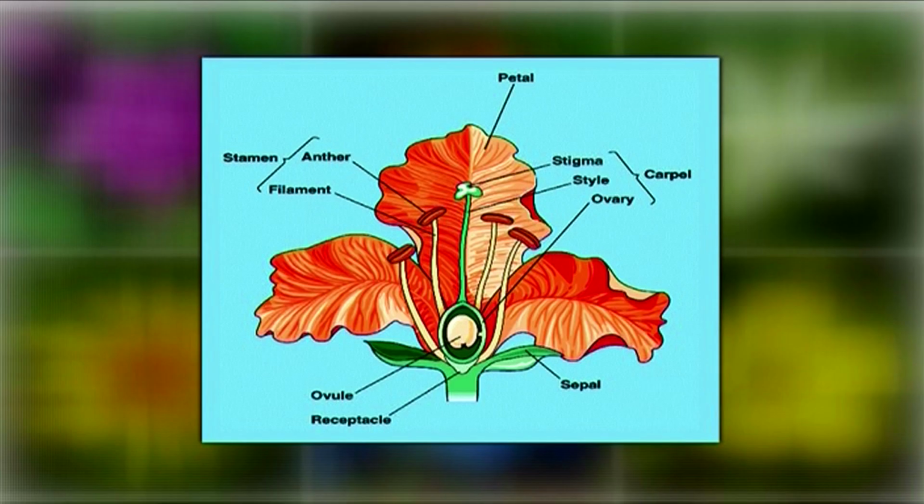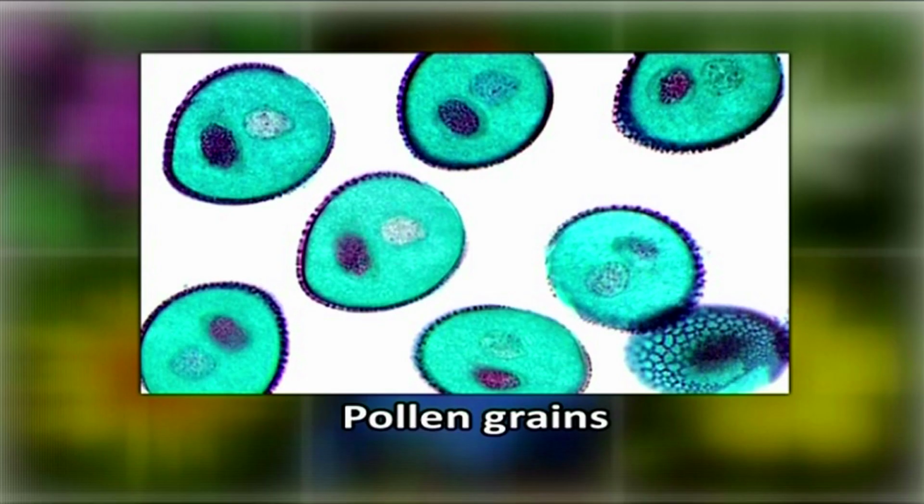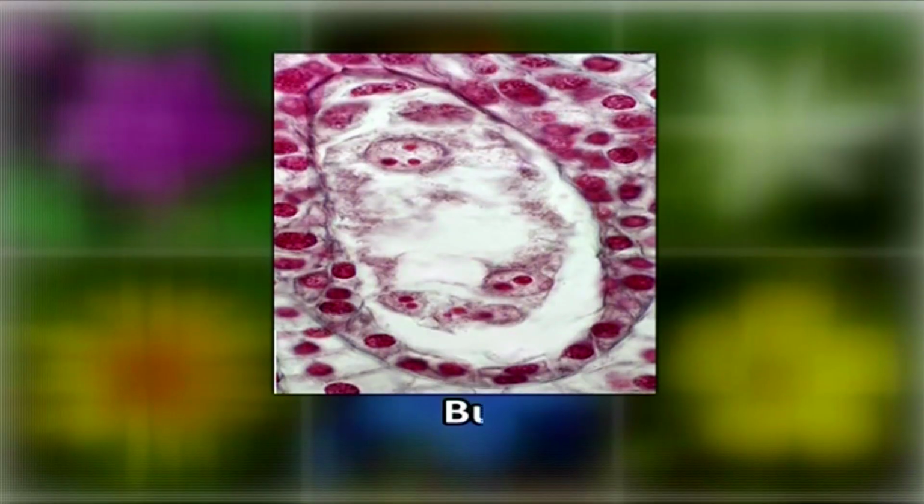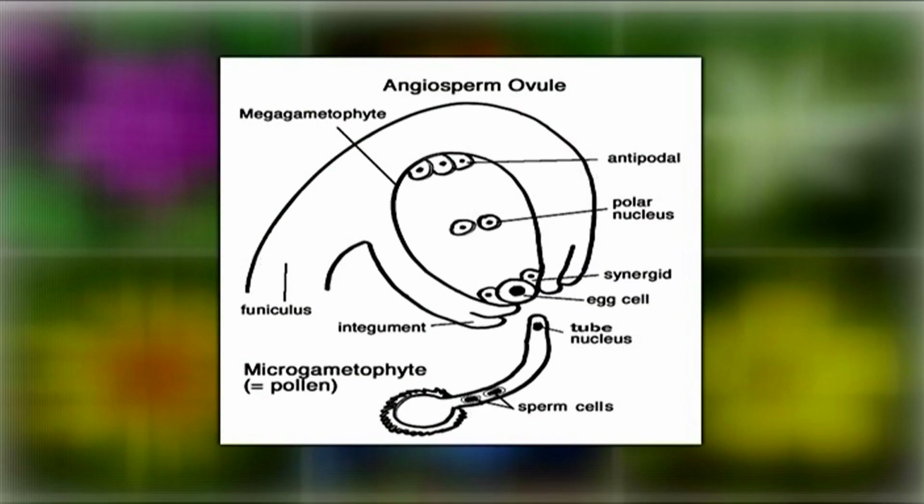The 4 whorls of a typical flower constitute 2 external whorls of vegetative structures called sepals and petals and 2 inner fertile whorls called stamens and carpels. The fertile parts produce male and female sex cells. The male cells called sperms are in the pollen grains produced by the stamens, and the female cells called eggs are in the ovules produced by the carpels. The sperm and egg cells unite in the ovary at the base of the carpel and develop into seeds.